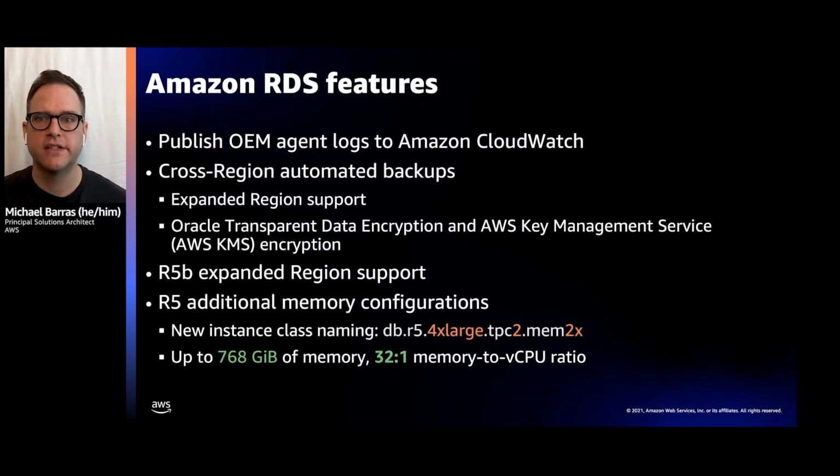Similarly, we've expanded the list of supported regions for R5B instance types. These instances provide the exact same CPU and memory as their R5 counterparts, but with 2 to 3 times the EBS bandwidth. For high storage throughput workloads, these can be a great benefit over R5s. This allows you to scale bandwidth without having to license additional vCPUs.